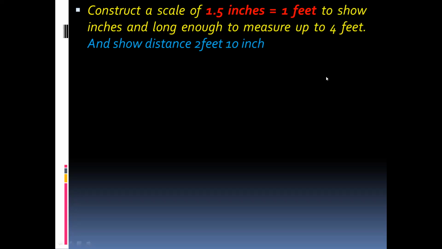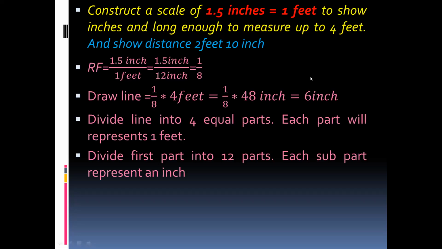So these are the steps. First, find out the representative fraction. Here it is equal to 1.5 inches divided by 1 feet. Instead of using feet, we can convert this feet into inches. So 1 feet is equal to 12 inches. So this is the relation. From this we will get 1/8 as the representative fraction.